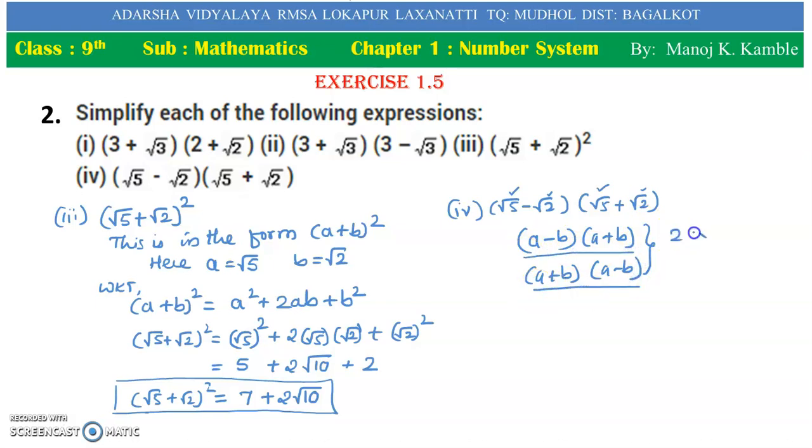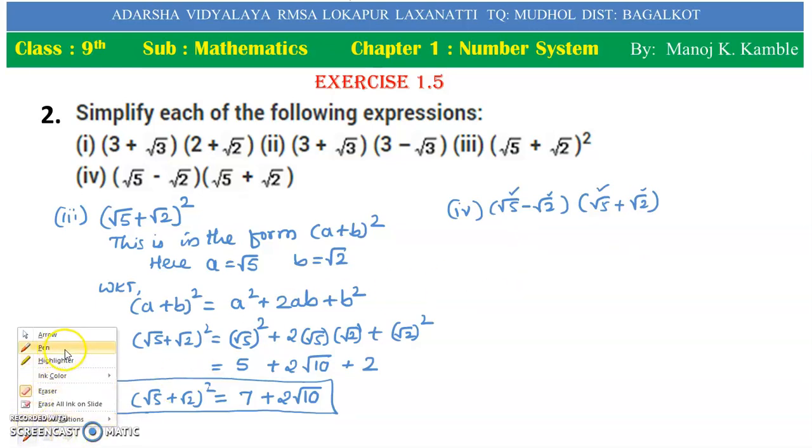Why are both the same? 2 into 3 is equal to 6, or 3 into 2 is also 6. So this can be interchanged. We have to write in the interchanged form. The question is given in interchanged form here, so don't be confused. So how to simplify? Apply the identity. This is of the form a minus b into a plus b.